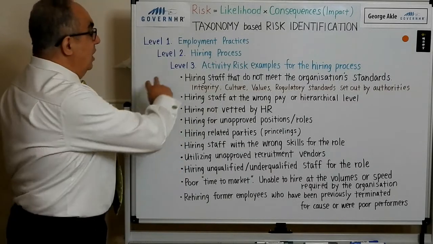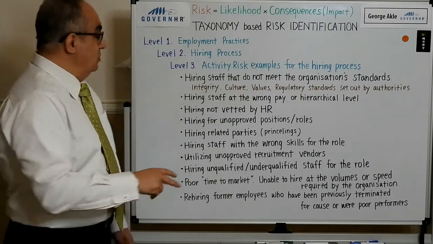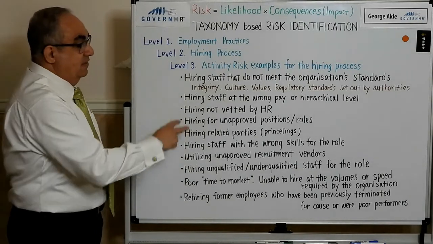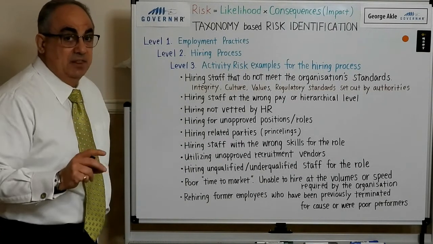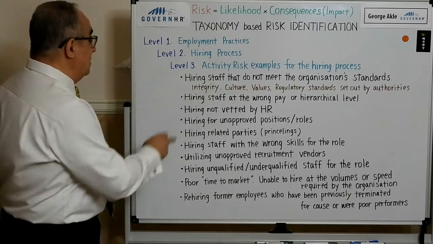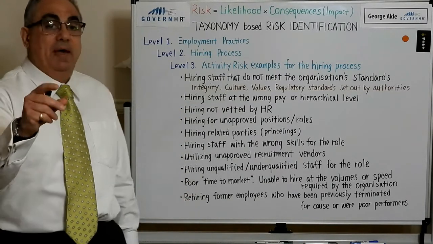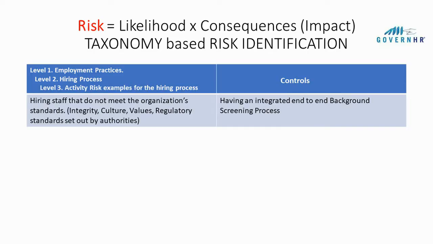Last session highlighted the activity risk examples for the hiring process. Today we're going to go through two of the aspects of the hiring process, the risk examples and the controls that we need to mitigate the risks. We're looking at hiring staff that do not meet the organisation standards and hiring staff at the wrong pay or hierarchical level. As you can see from the sheet in front of you now, we're focusing on having an integrated end-to-end background screening to mitigate the risk of hiring the staff that don't meet the organisation's standards.